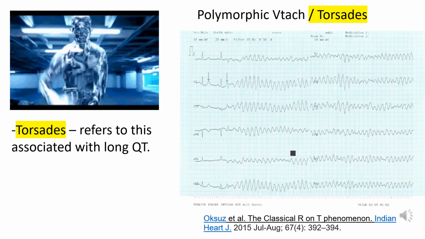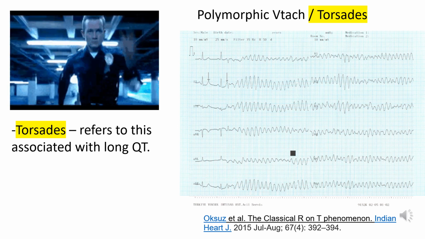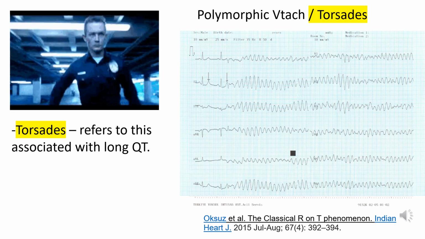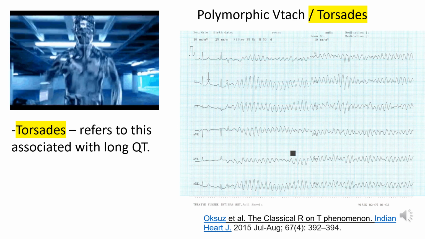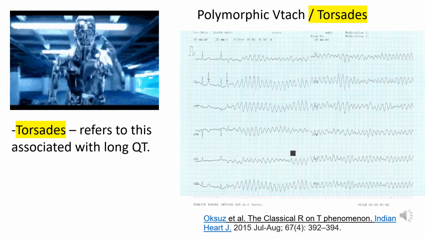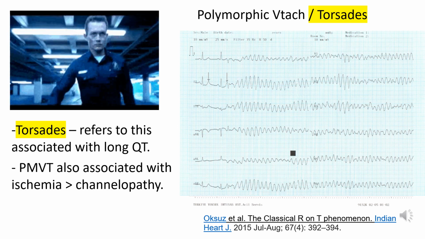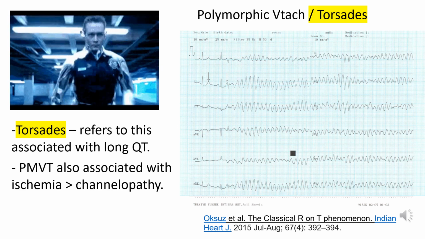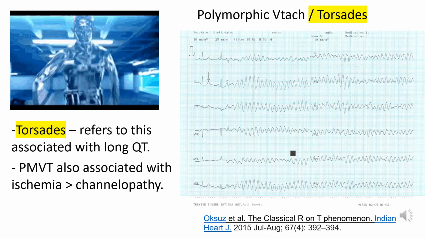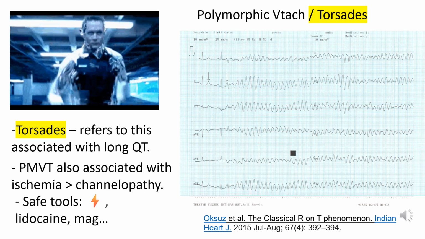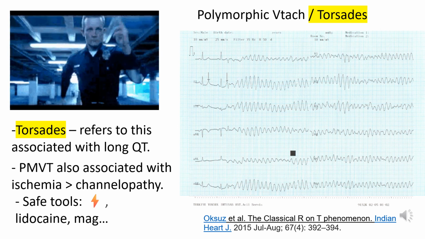In terms of recognition, you'll notice that the variation is more in QRS height rather than width. We call this changing axis. It's also associated with channelopathy sometimes, but the big ones to think about are things that would prolong the QT versus ischemia in terms of the cause that we would be treating if we saw this rhythm. In general, it's safe to use electricity, lidocaine because it does not prolong the QT, and magnesium.